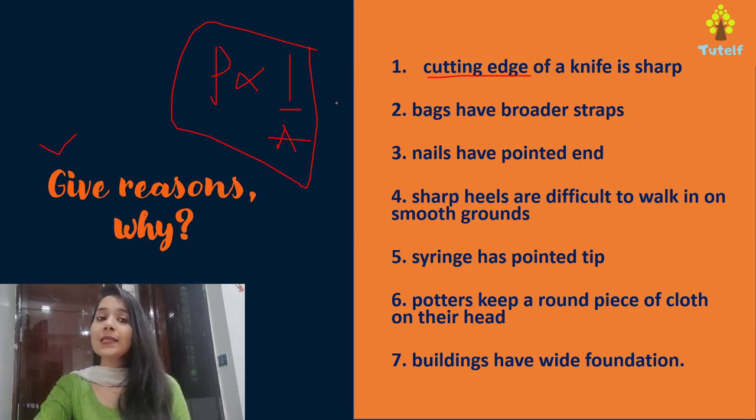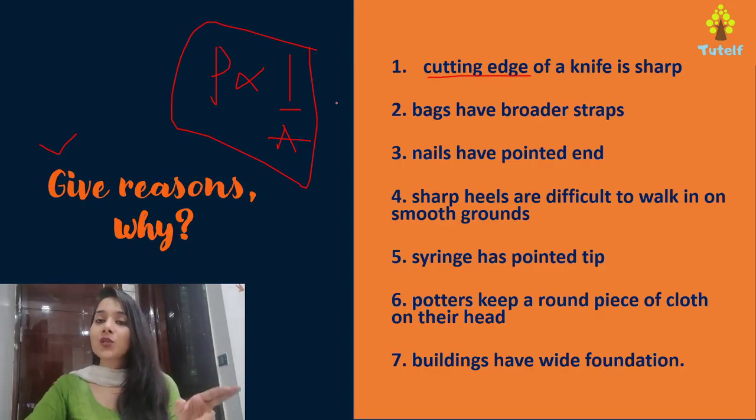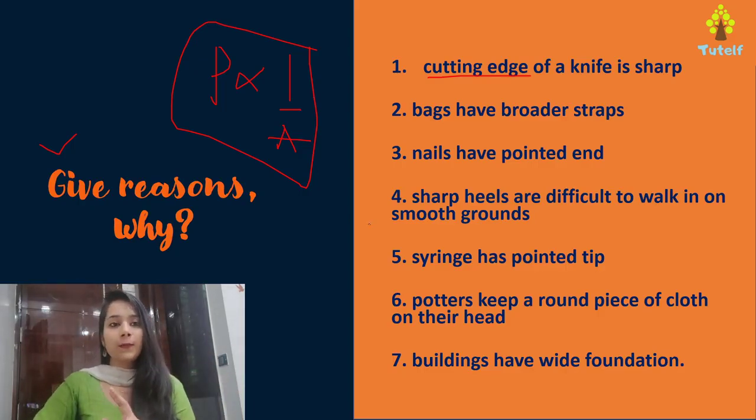Next, sharp heels are difficult to walk in on smooth grounds. Now, sharp heels have a much pointier end, which means a lesser surface area, which means more pressure, because pressure is inversely proportional to the area applied.